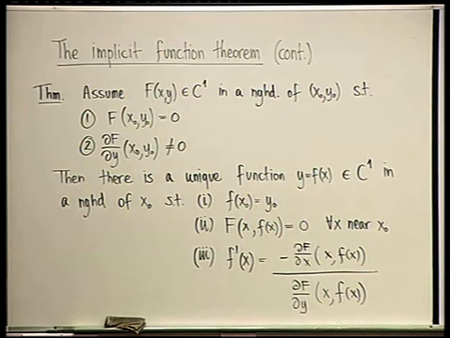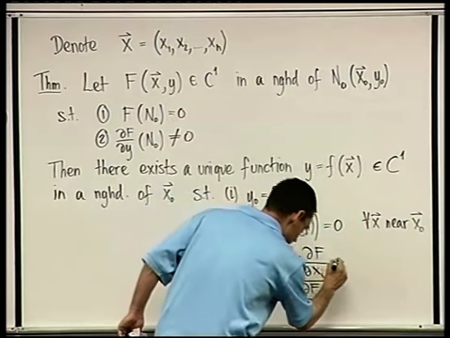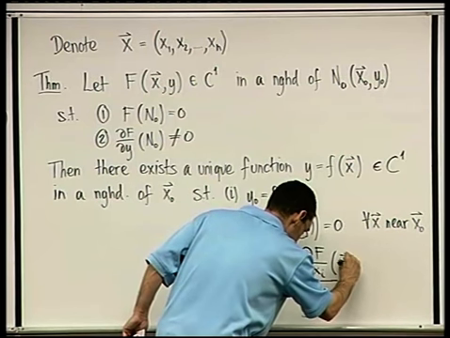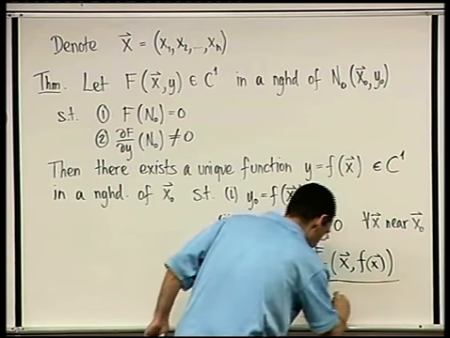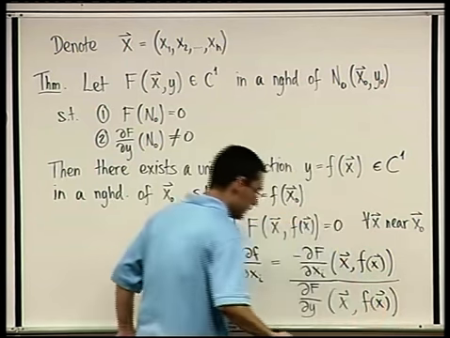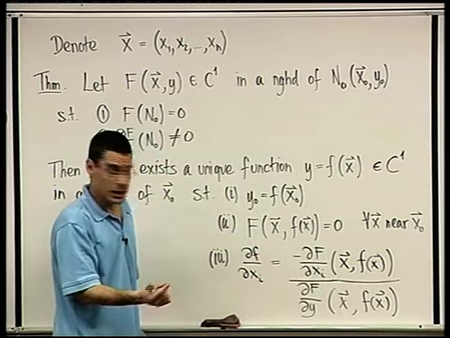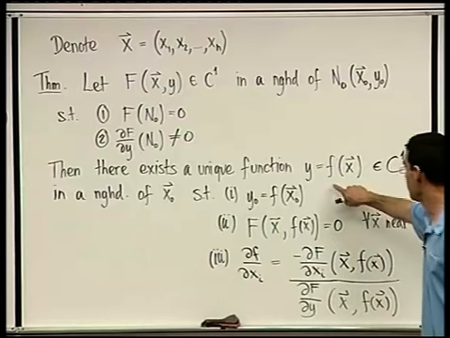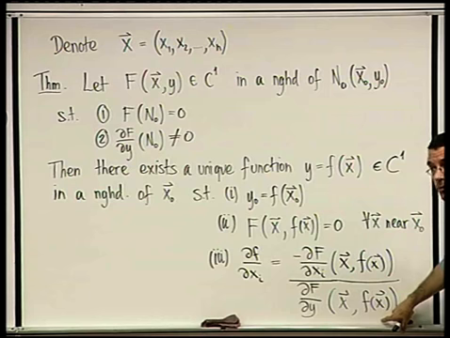Here's the three variable version. We evaluate this at the point x, f of x, and likewise for the bottom, x, f of x. Okay, x are all the variables that are still variables, and f of x is now the function that special variable is a function of all the others. Clear? Yes.